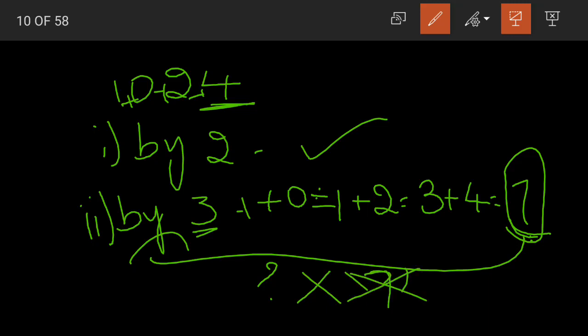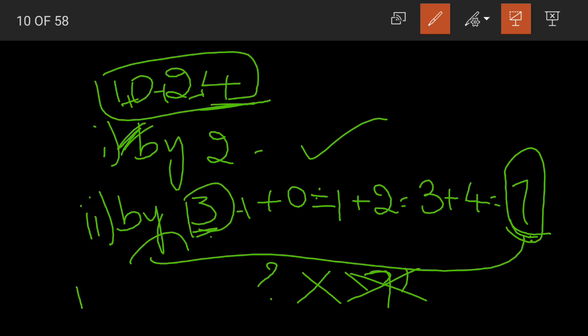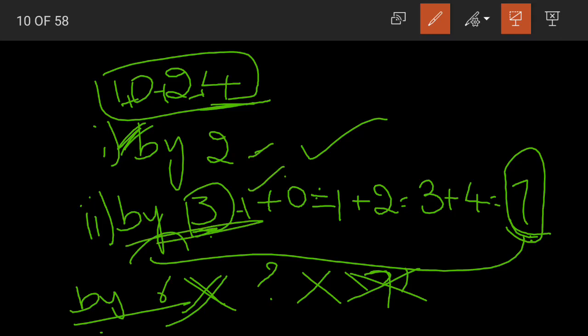So, what can we conclude? The number 1024 is only divisible by 2. As it is not divisible by 3, it is not divisible by 6. Okay, for a number to be divisible by 6, it should be divisible by both 2 and 3. But as it is not divisible by 3, it is not divisible by 6 as well.